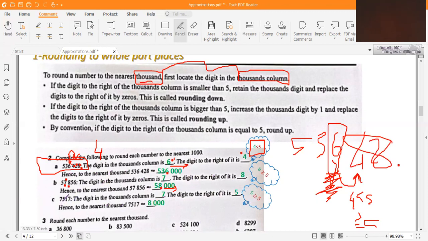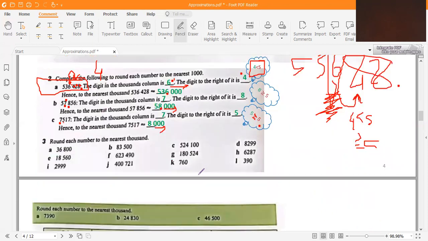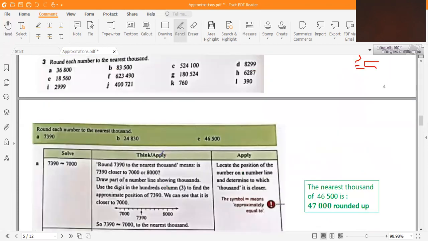If we have, for example, the digit in the thousand column 7, and on the right we have 5, 5 is equal to 5. When it is equal to 5, we add 1 to 7, we have 8, and all the digits on the right we replace by zeros. So very easy. We can complete exercise 3 easily in the same way: round each number to the nearest thousand.